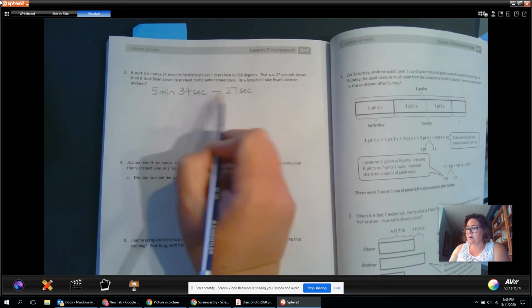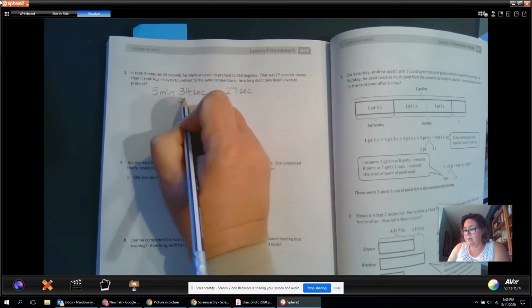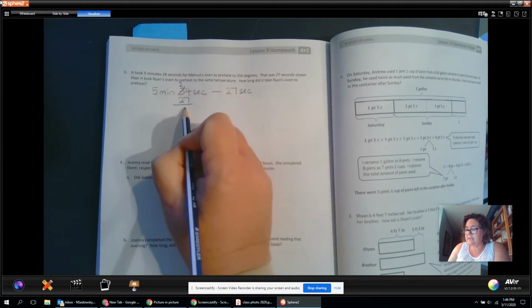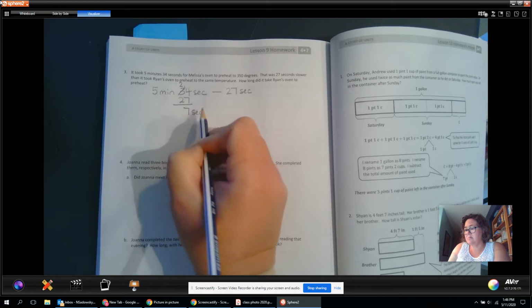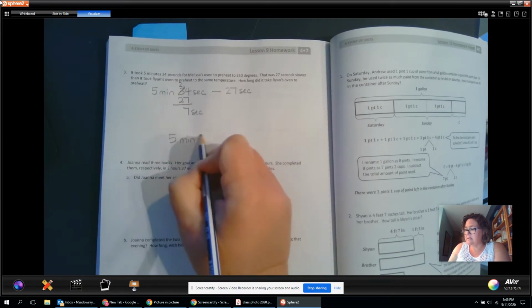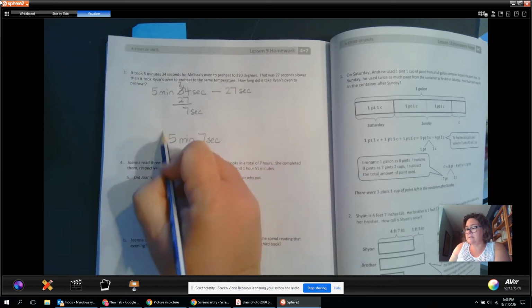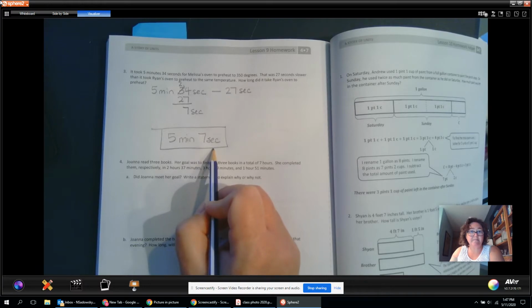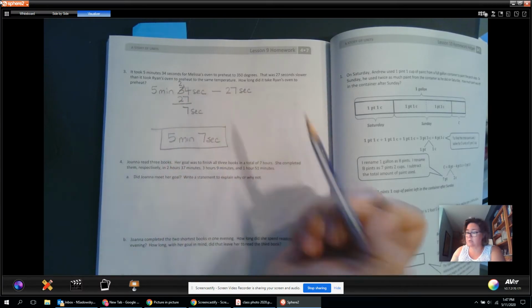So 34 minus 27, I can do that. So I'm going to put that 27 here. Let's see, 14 minus 7 is 7. So it looks like it took 5 minutes, 7 seconds for his, because his time is going to be faster, right? Because hers was the slower one.